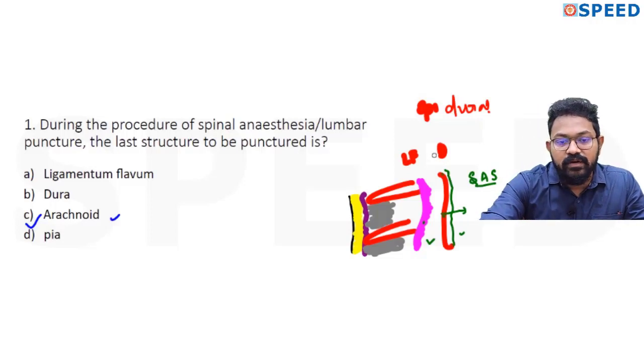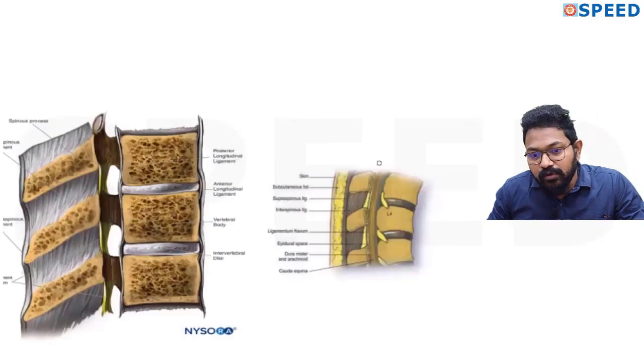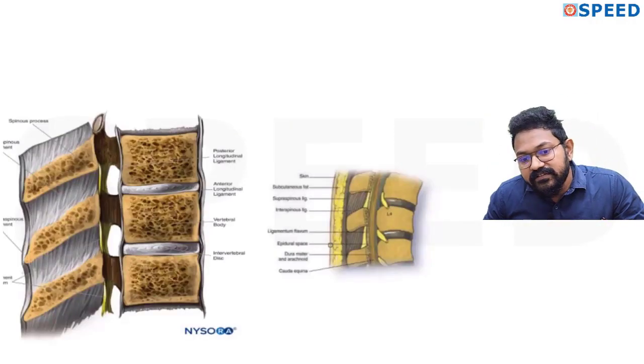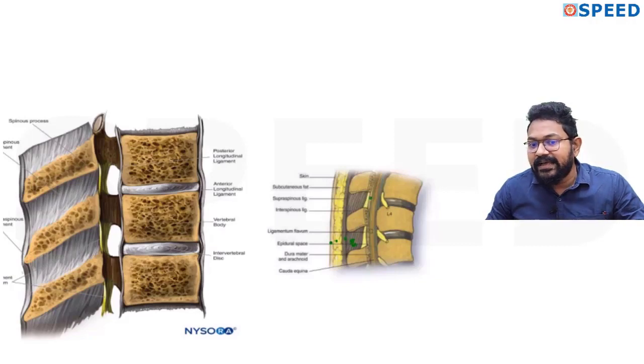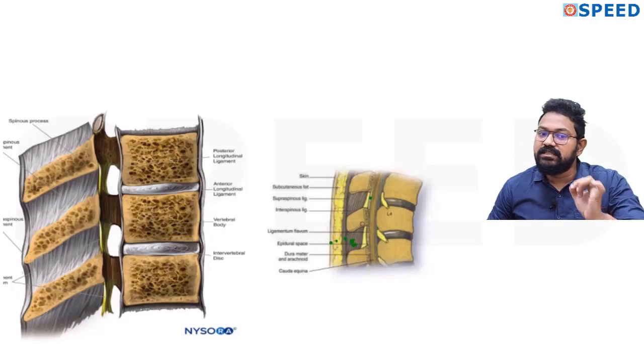Now, I'll make it more clear with one more important image. If you look at this particular image, you can see the first structure is skin, followed by subcutaneous tissue, followed by supraspinous ligament. This is the interspinous ligament. Then you have the ligamentum flavum, followed by the dura and subarachnoid space. This particular thing is very useful.